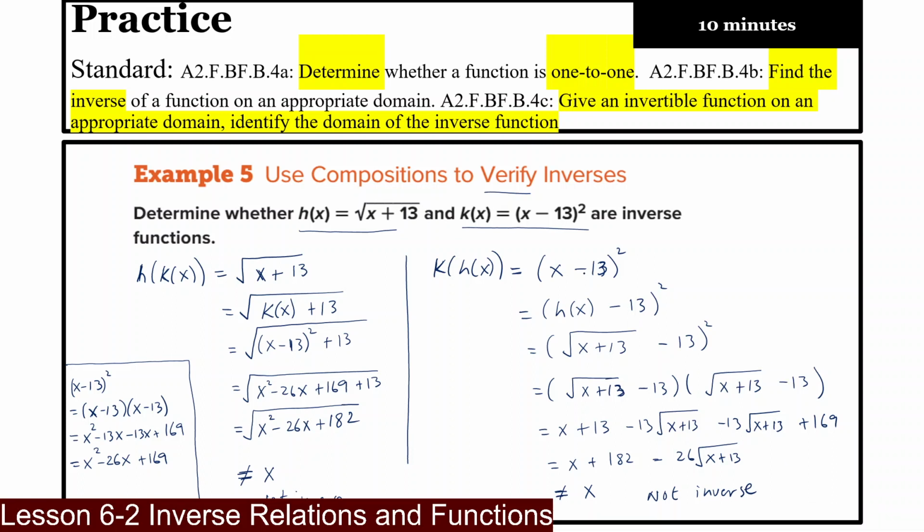Right? So we have verified that h of x and k of x are not inverses of each other because the result does not equal x. Now, if the result was equal to x, then they would have been inverses of each other, but they are not. All right, I'll give you a minute to take notes, and then we'll do a quick check together.